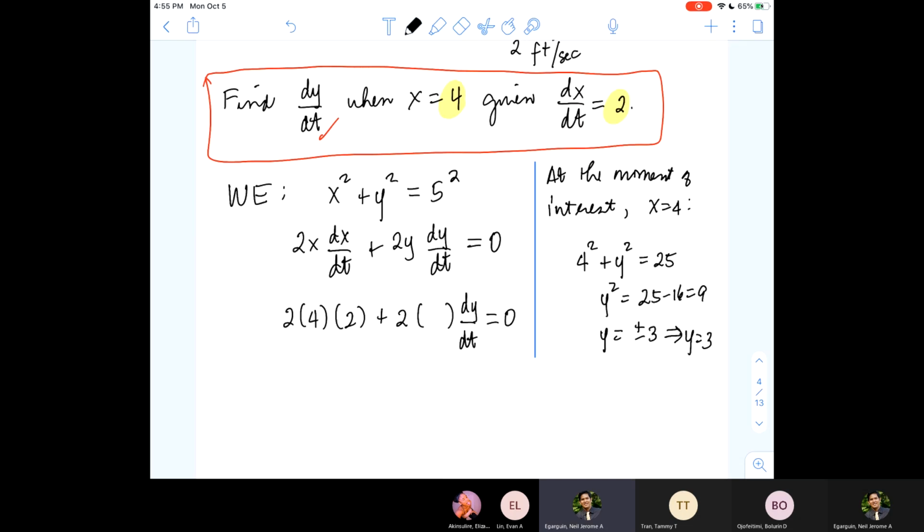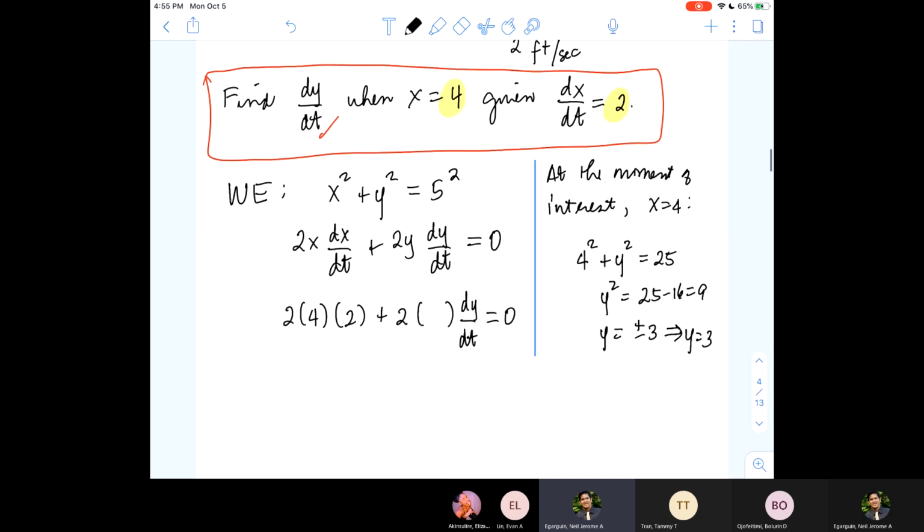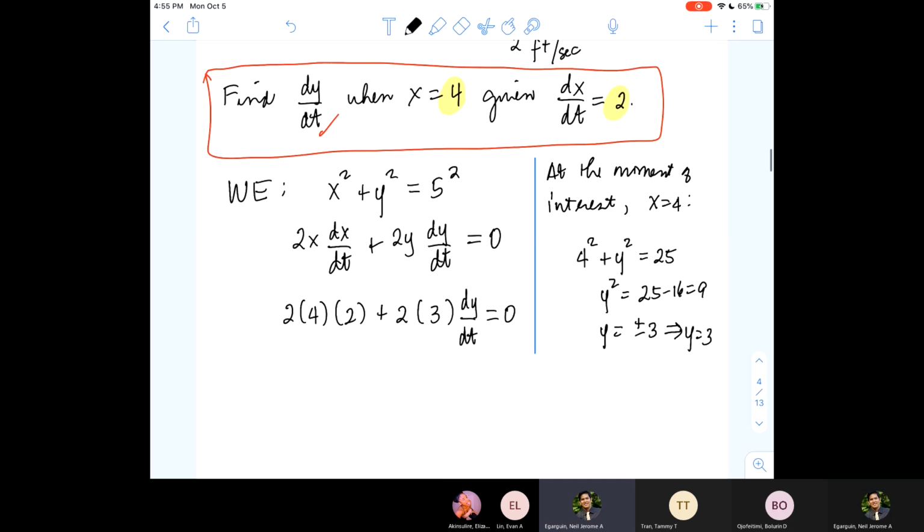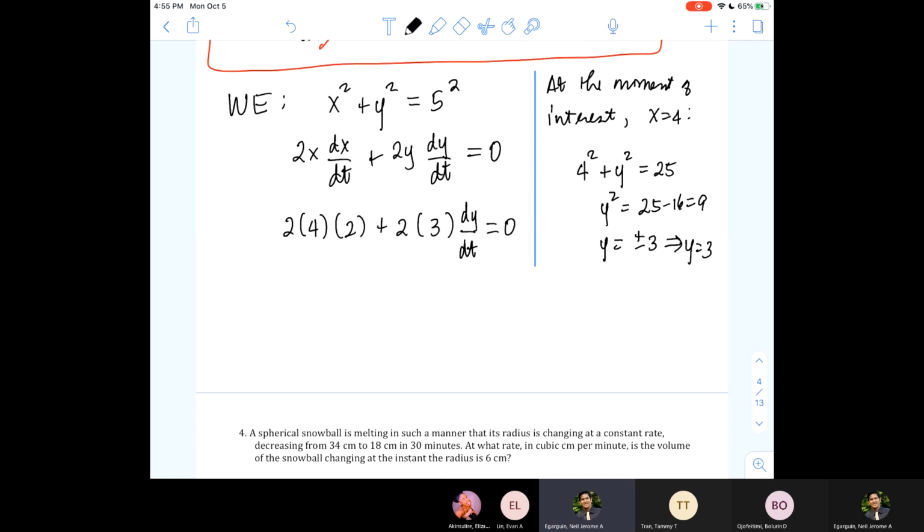Okay? So that means at the particular moment of interest, when x is equal to 4, the corresponding y value is 3. So I'll plug that in here. And then I'll do the arithmetic. So I'll have 16 plus 6 dy over dt equals 0.